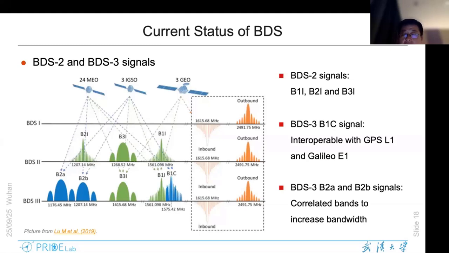Then the BDS3 B2a and B2b signals are quite similar to the Galileo E5a and E5b signals. So they can be combined together to have the largest resistance to multipath effects and to improve the positioning reliability and precision compared to BDS3 B1C and some other signals from the BDS2 satellites.